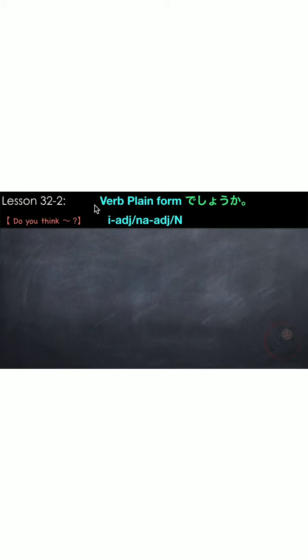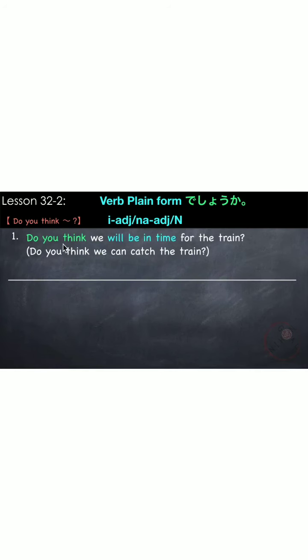The speaker is asking the listener about something they're not sure about. It also implies that the speaker is a little worried or is wondering about something. So same with the first one, we use the plain form of the verb and adjectives, na adjectives, and nouns as is. So this could be translated to, do you think nani nani? So for example, do you think we will be in time for the train, or do you think we can catch the train? So here the speaker is worried about something.